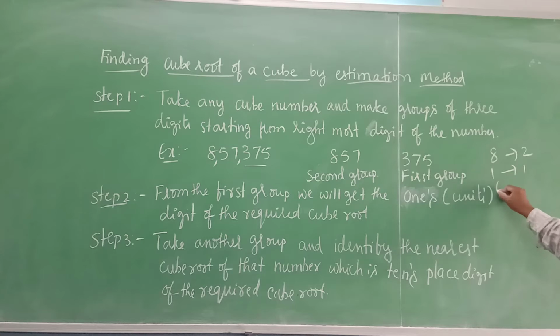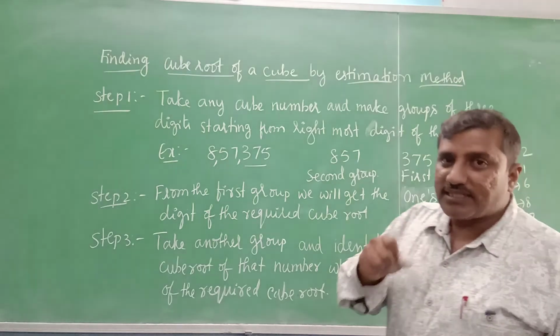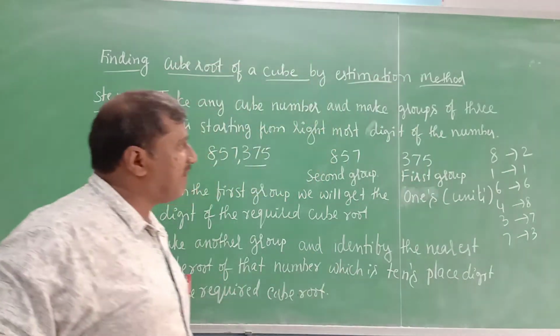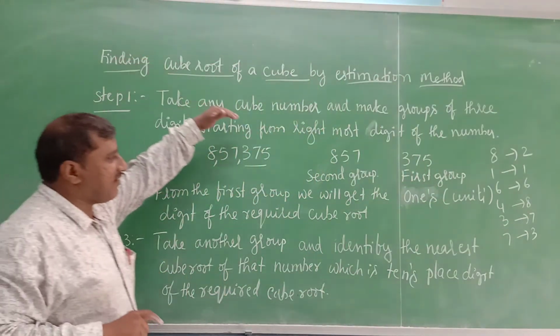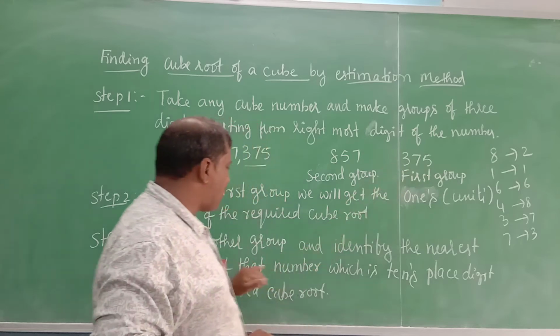Similarly, if you find 6, it is 6. If you find 4, that will be 4. If you find 3, that will be 7. If you find 7, then the units place of its cube root will be 3. So like this, here 5 is there. Therefore, 5 will be the units digit of the cube root of that number.